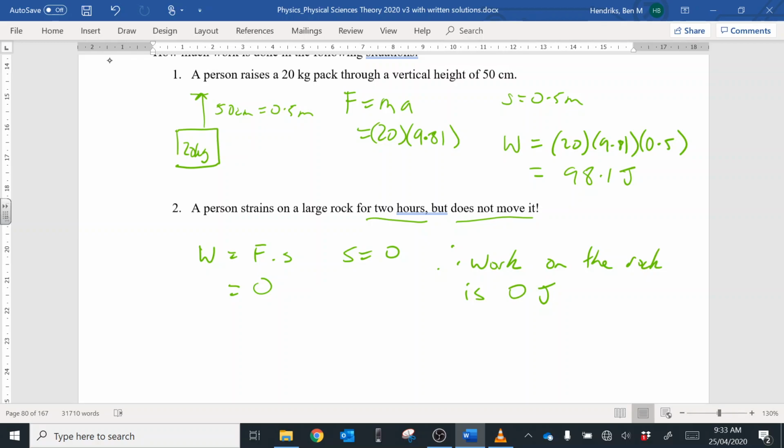Okay, so the rock hasn't been moved, but that doesn't mean that the person hasn't expended energy. It just means that the work on the rock, so that's the key here. But there might have been work on the muscles of the person. They might have got tired still, and they might have produced heat and other forms of energy. So if we look at the person as a system, then there might have been work done on the person, but no work done on the rock.